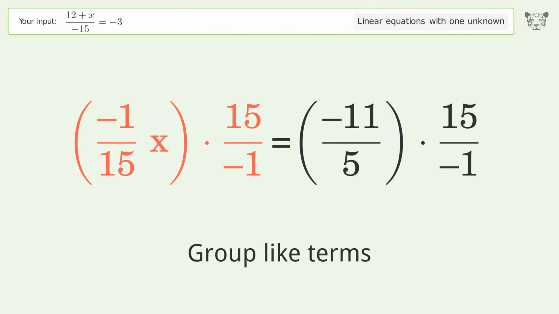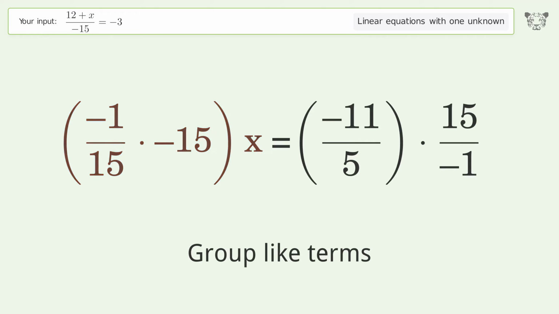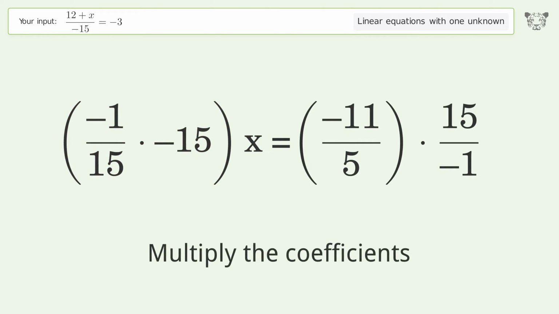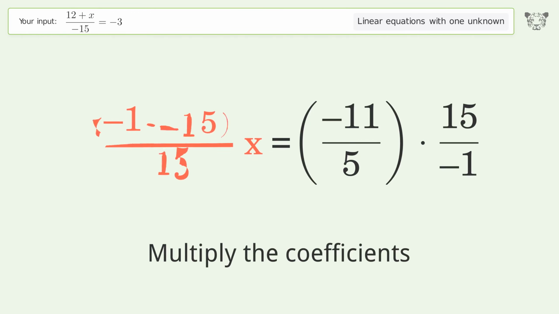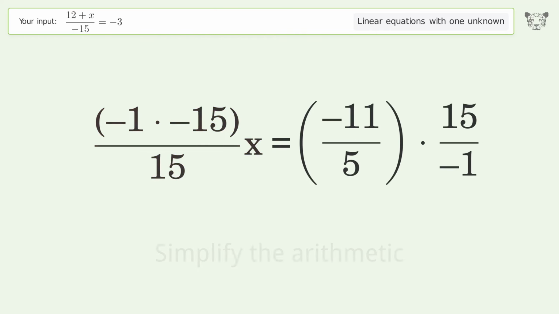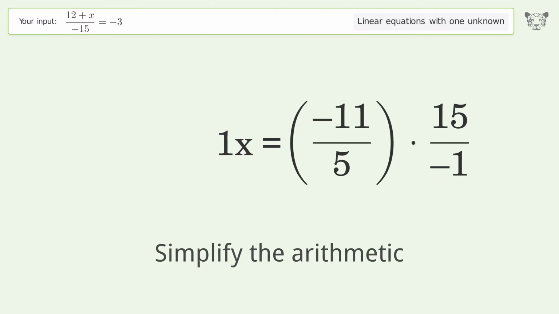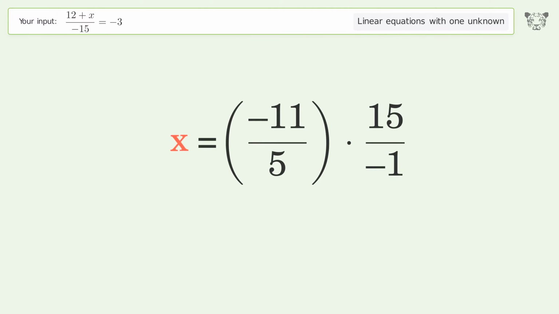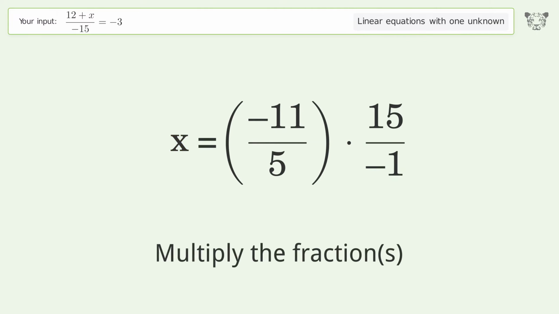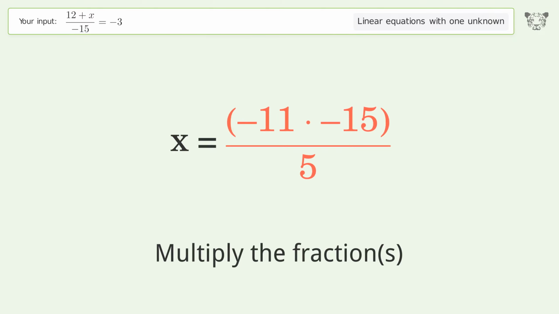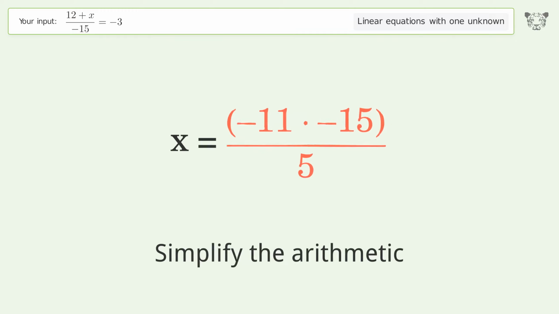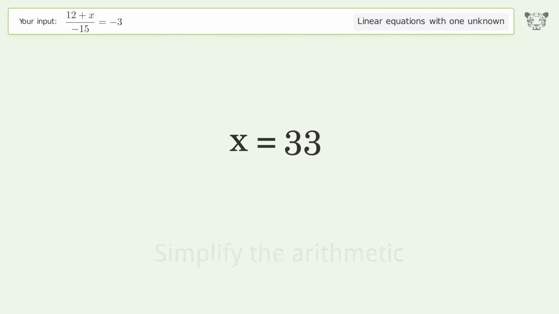Group like terms. Multiply the coefficients. Simplify the arithmetic. Multiply the fractions. Simplify the arithmetic. And so the final result is x equals 33.